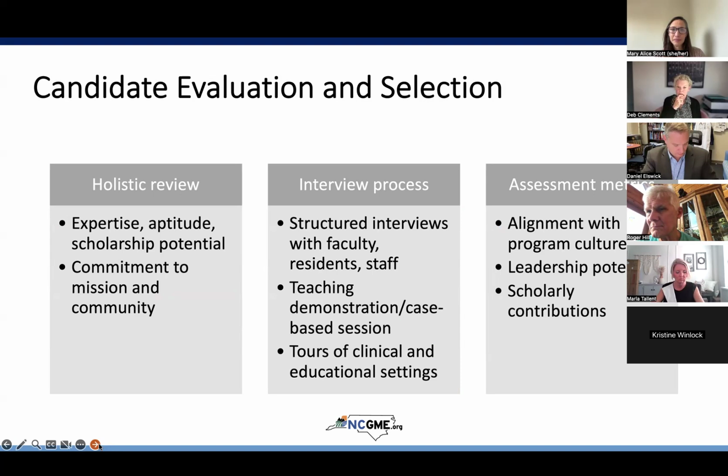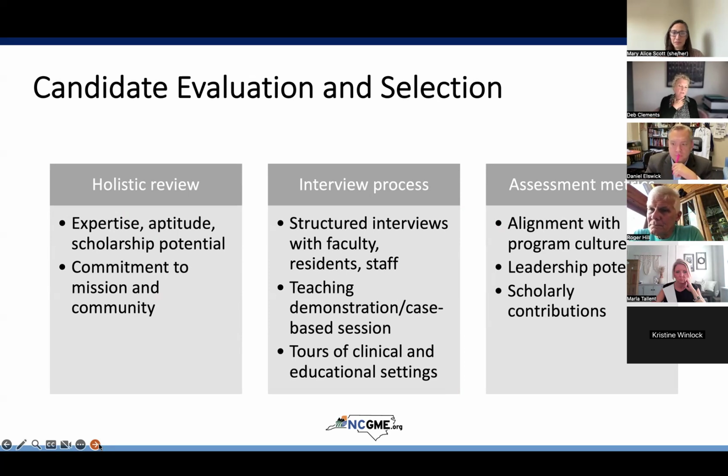During your interview, and I think you all know these things, structured interviews with faculty, residents, and staff. The more that prospective faculty members feel aligned with the residents and staff and the other faculty, the more likely they are to see themselves as part of your team. People don't come to you because of what you do. They come to you because of why you do it. And if they can see themselves as part of your story and that story that you tell, you're more likely to attract them to your program.